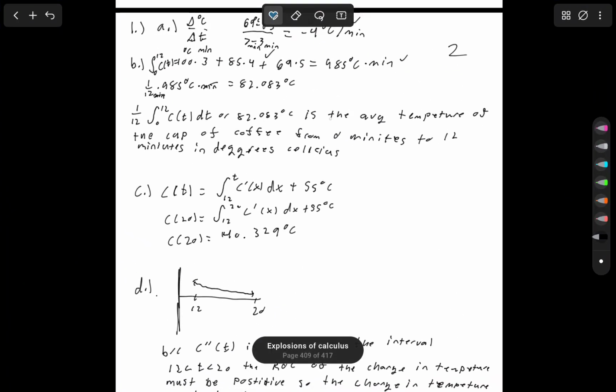And we can see that is the average temperature of the cup of coffee from 0 minutes to 12 minutes in degrees Celsius. So I just included units in the answer, and that's never bad. So this would be a 3 out of 3.